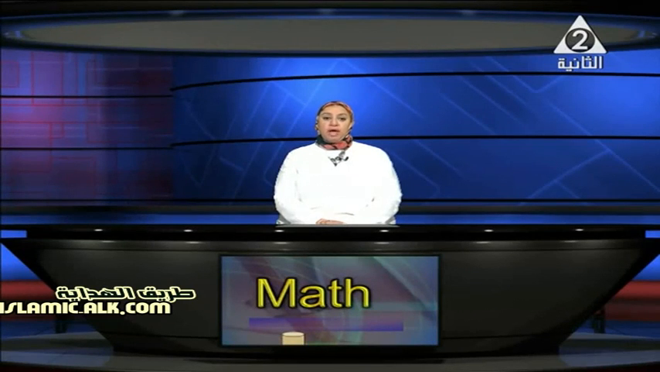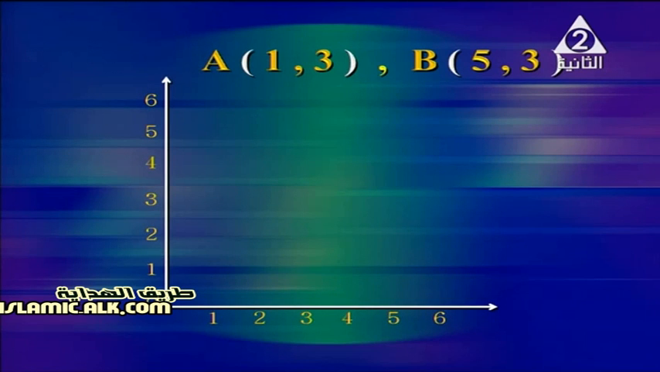Today we are going to have a new geometry lesson whose title is The Coordinates of the Midpoint of a Line Segment. Let us start with the first example. If point A is (1, 3) and point B is (5, 3), I want to plot them graphically. So try to draw the x-axis and the y-axis and plot point A as (1, 3) and point B as (5, 3).